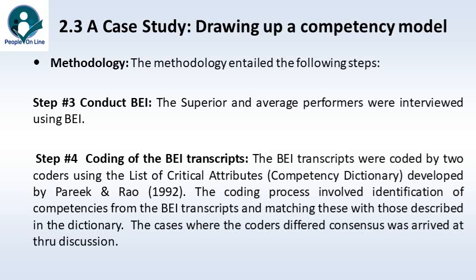Step 4, coding of the BEI transcripts. The BEI transcripts were coded by two coders using the list of critical attributes, which you could call a competency dictionary, developed by Parikh and Rao in 1992. The coding process involved identification of competencies from the BEI transcripts and matching these with those described in the dictionary. In the cases where the coders differed, consensus was arrived at through discussion.